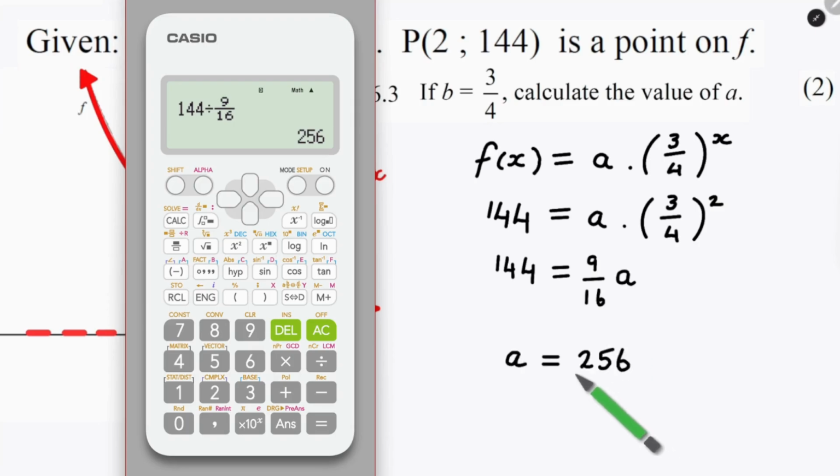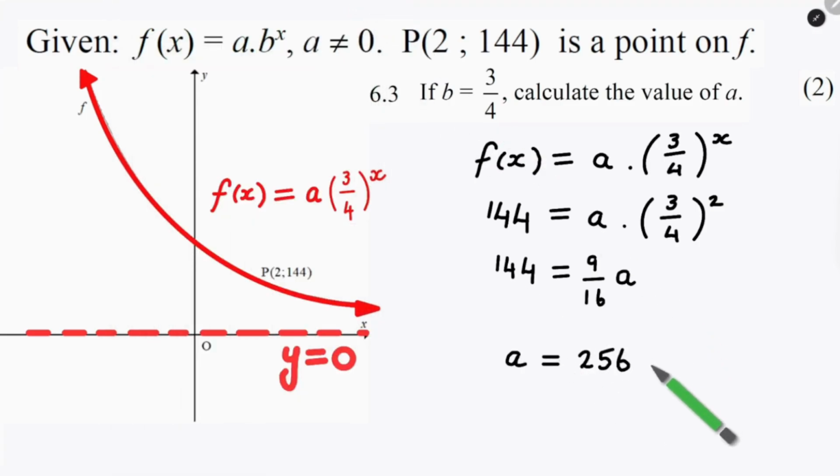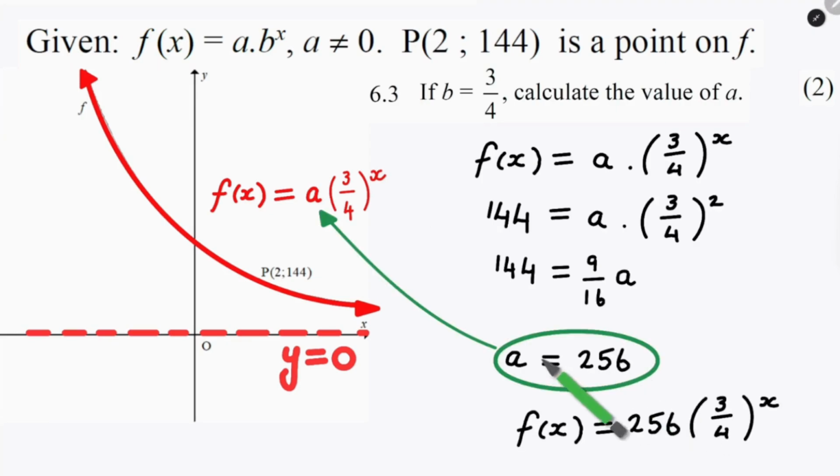And then we get our a value to be 256. Now they're not actually asking you to get the a value. What they actually want you to do is take that a value, put it back in, and finalize your equation. And your 2 marks over here come from your substitution as well as your final answer for a.